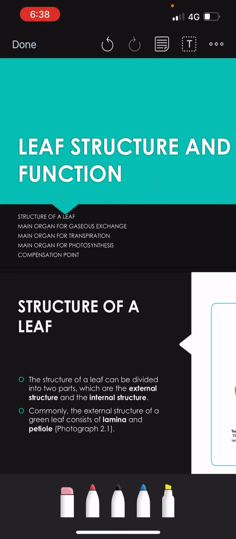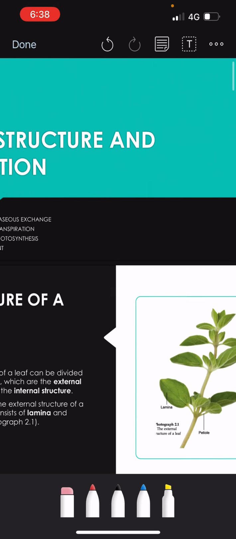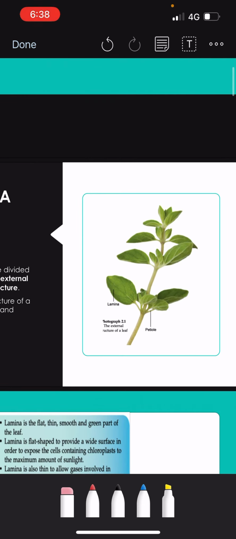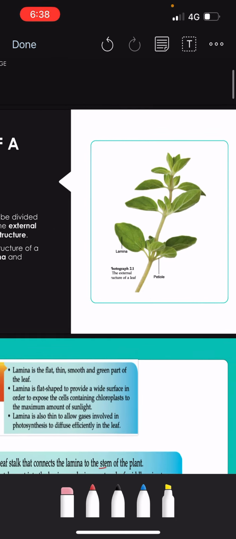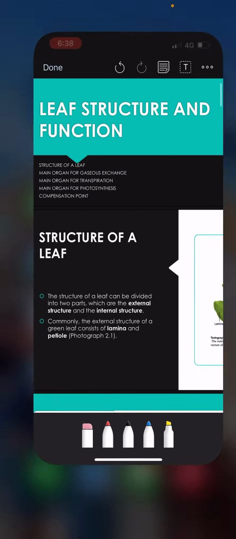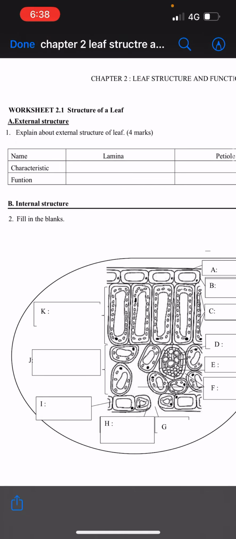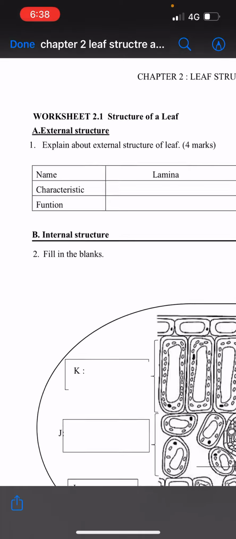For information, I'll be using two materials. The first one is the slide containing diagrams from the digital textbook Biology Form 5 KSSM published by KPM, Kementerian Pendidikan Malaysia, and the second material will be the module given to you. Okay, so let's start with the module first.